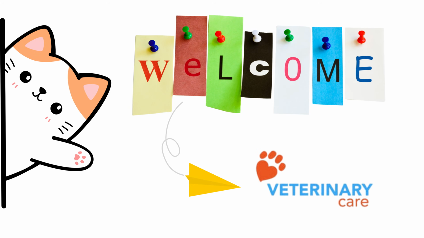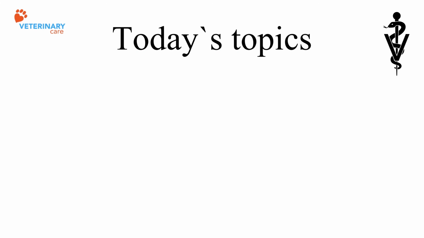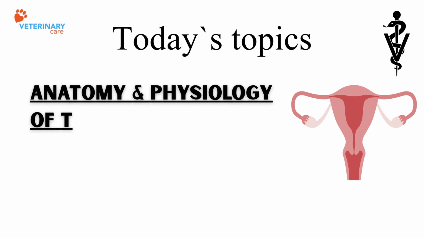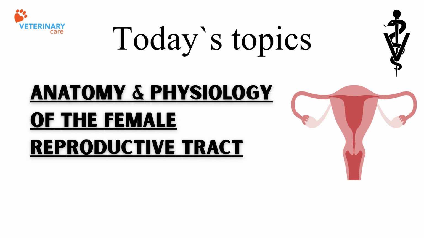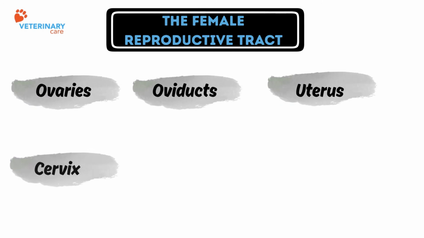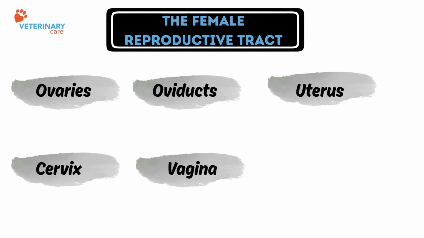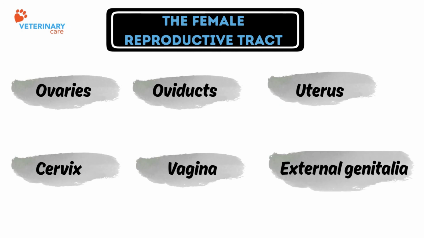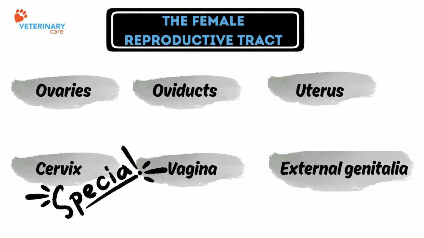In today's video, we are going to continue our journey in reproductive physiology by looking at the anatomy and physiology of the female reproductive tract. The female reproductive tract includes the ovaries, oviducts, uterus, cervix, vagina, and the external genitalia. Each part has a special role.